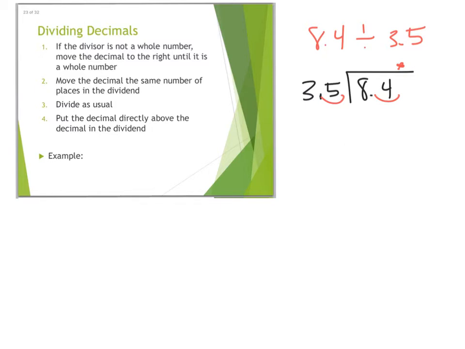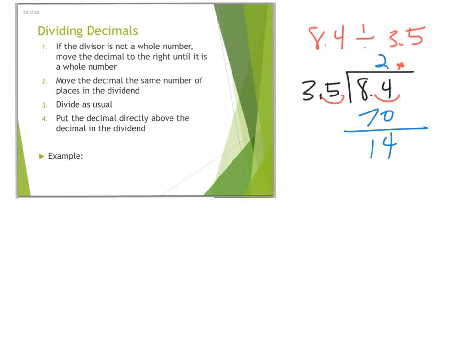Now, we're going to have some fun here. So we've got 35 going into 84. Well, it doesn't go evenly, right? But 35, I know, goes into 84 2 times. 2 times 35, because again, I'm saying 35 because I moved the decimal. 2 times 35 is 70. 84 minus 70 is 14.